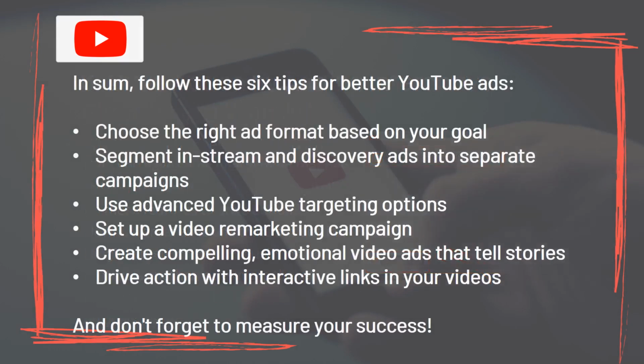In sum, follow these 6 tips for better YouTube ads. Choose the right format based on your goal. Segment in-stream and discovery ads into separate campaigns. Use advanced YouTube targeting options. Set up a video remarketing campaign. Create compelling, emotional video ads that tell stories. Drive action with interactive links in your videos. And don't forget to measure your success.